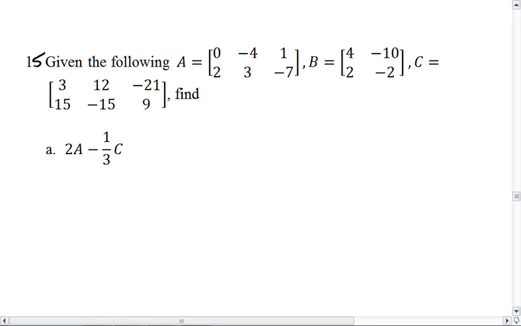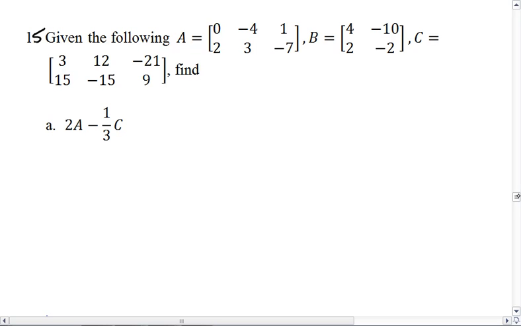In problem 15, we are looking at matrix problems where we're going to add, subtract, and multiply matrices. In this first one, we want to take 2A minus a third C. I would deal with the 2A first, taking matrix A and multiplying through by 2. When we do that, we get 0, negative 8, 2, 4, 6, negative 14.